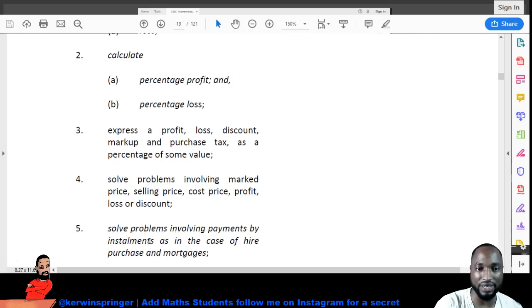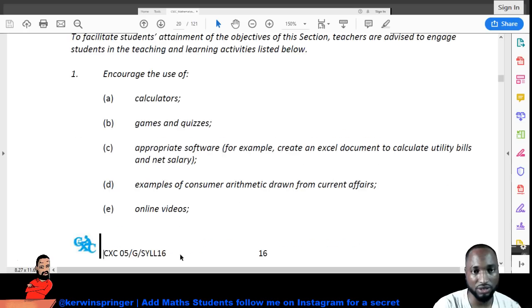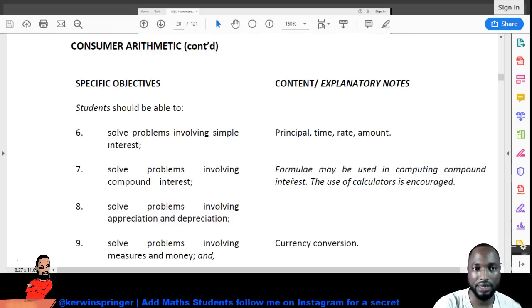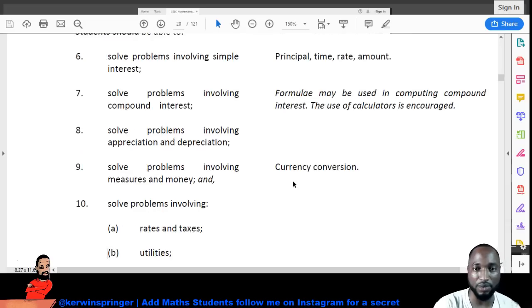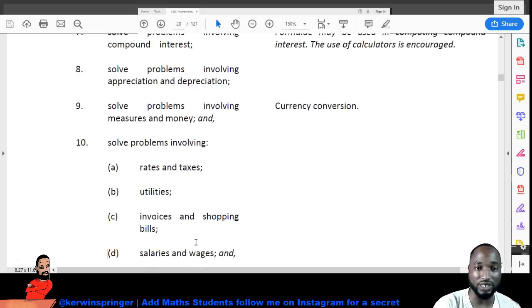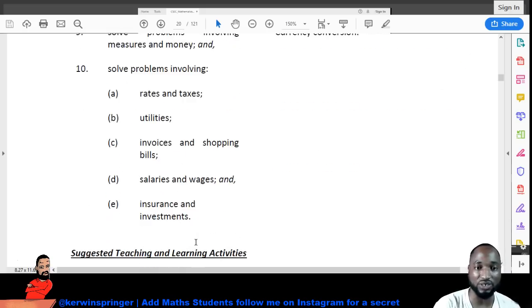Solve problems involving that. Then you have hire purchase and mortgages. We have stuff on salary and utility bills. Simple interest, compound interest, appreciation and depreciation. Some problems involving measures and money. We're talking about currency conversion in that. Rates and taxes, utilities, invoices and shopping bills, salary and wages, insurance and investment.